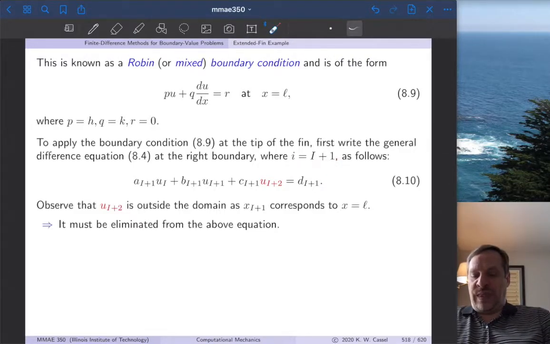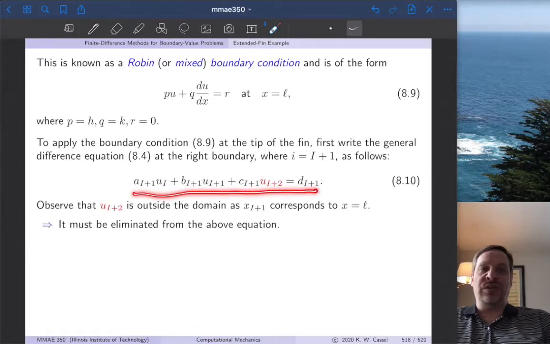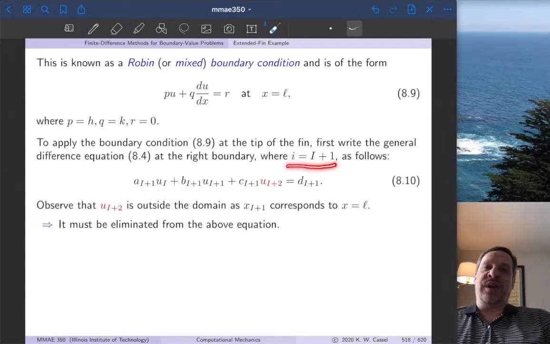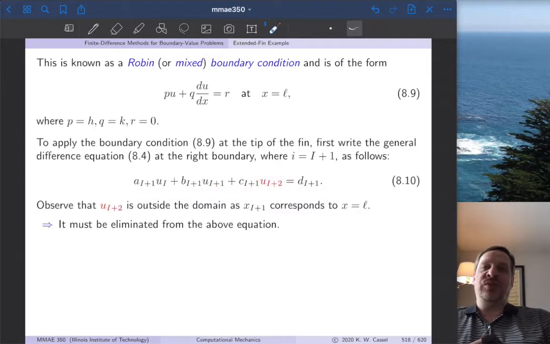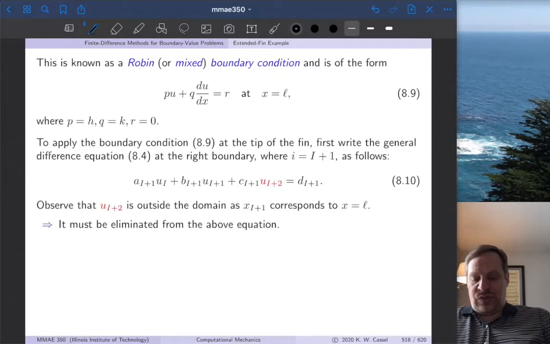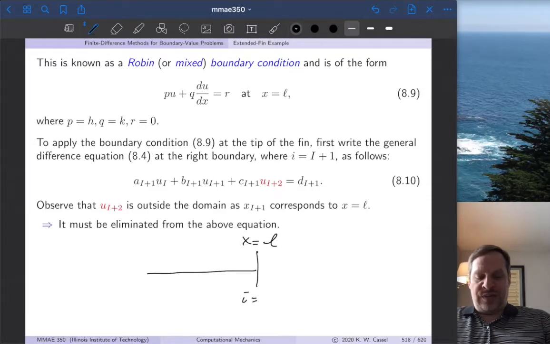What we're going to do is really a two-step process. We're going to apply the difference equation at the boundary. So we're going to set little i equal to capital I plus 1. We had the difference equation in the previous video, and that gives us this expression right here. You'll notice I've highlighted in red the u at capital I plus 2. I plus 2 is outside the domain. The domain ends at x equal to L, which corresponds to i equal to capital I plus 1.